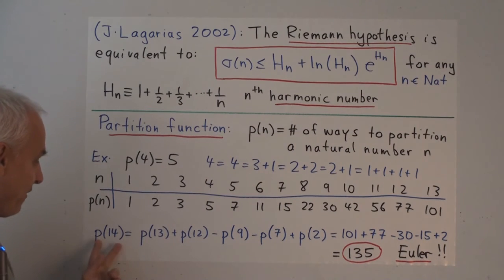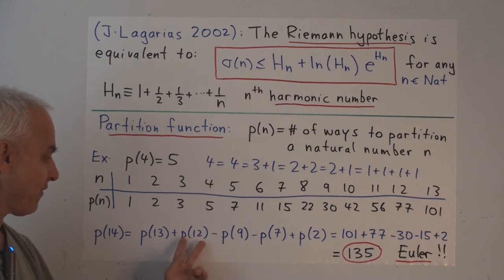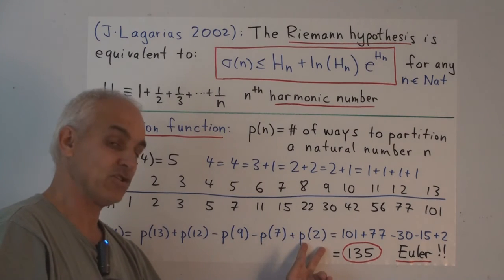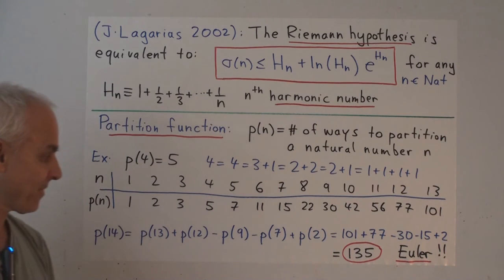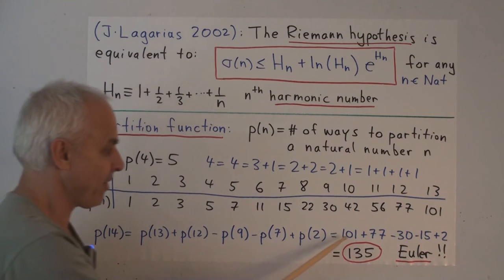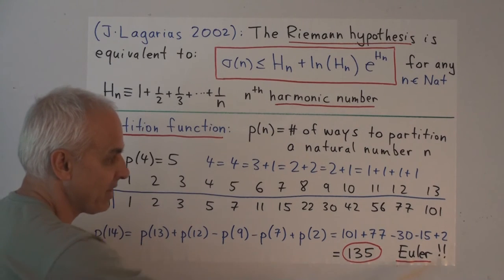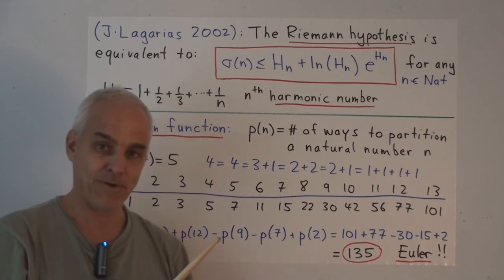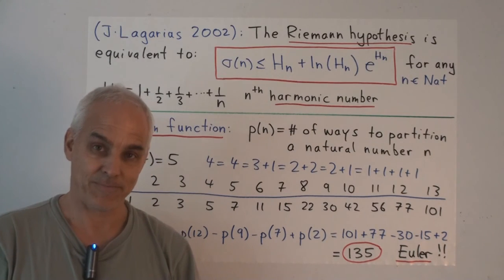So for example, to evaluate P of 14, you take 14 minus 1, 14 minus 2, 14 minus 5, 14 minus 7, 14 minus 12. You put plus signs and minus signs in front, just as we did before. And then you evaluate these ones, which you assume you already know. There's what they happen to be. And if we calculate that, we get 135, telling us that the next term would be 135, without actually having to partition 14 into all possible ways.